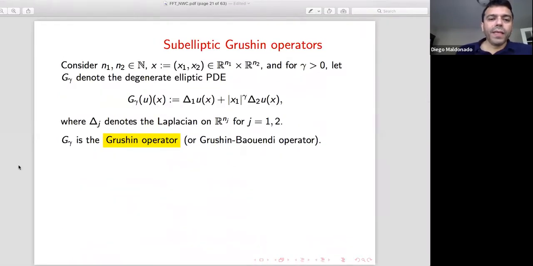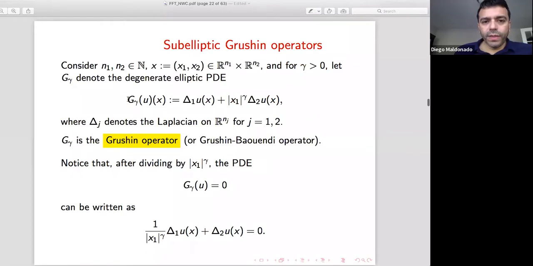How so? Well, do the following. So you have your equation, say, equal to 0. So you have this, right, equal to 0. Then divide by x1 to the gamma. So you have this. So all I did was I divided this, right?